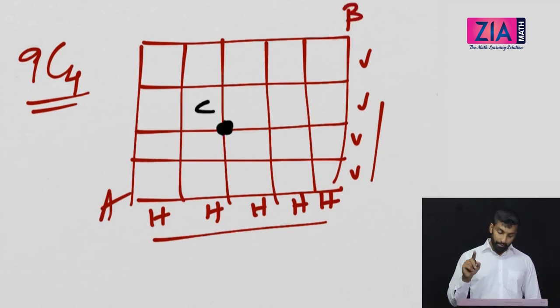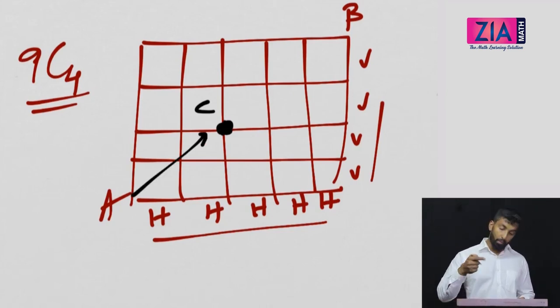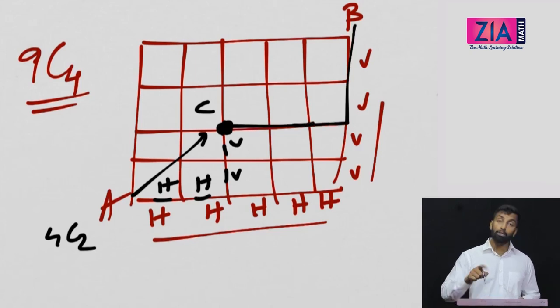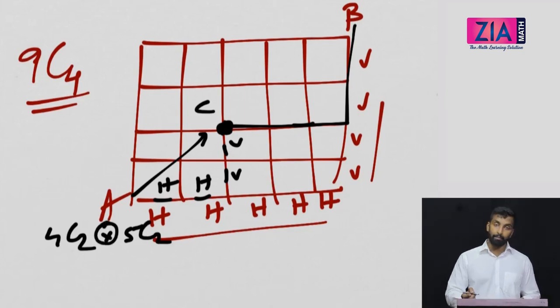Or if the question is something like this, how many ways can you travel from A to B via C? You need to see how many ways there are from A to C, right? This is 2 horizontal and 2 vertical. So that is nothing but 4C2. Then C to B means 3 horizontal, 2 vertical. So 3 is my right hand side. Then it is 5C2. Why multiplication? Because you need to travel from A to B via C. That rule we have already discussed, right? So 4C2 into 5C2.